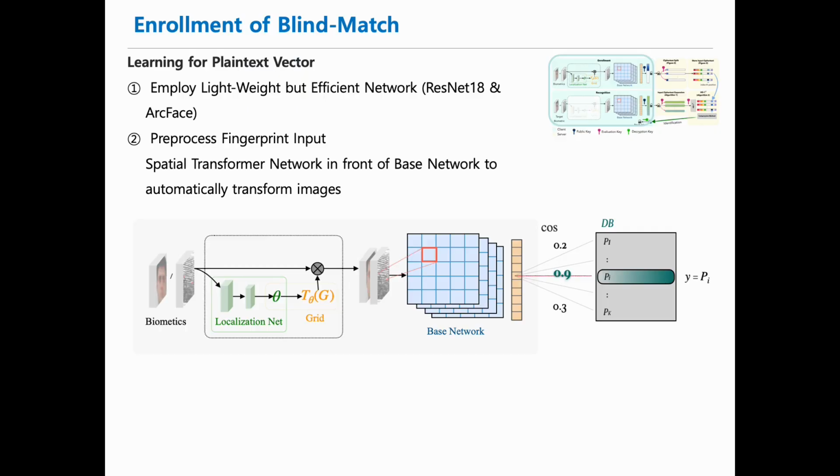In enrollment, we use a lightweight, efficient CNN network such as ResNet 18 that is trained with ArcFace loss. Firstly, biometrics such as a fingerprint or face image are pre-processed using a special transformer network in front of the base CNN network. The extracted template vector is then encrypted using the user's public key and sent to the server.